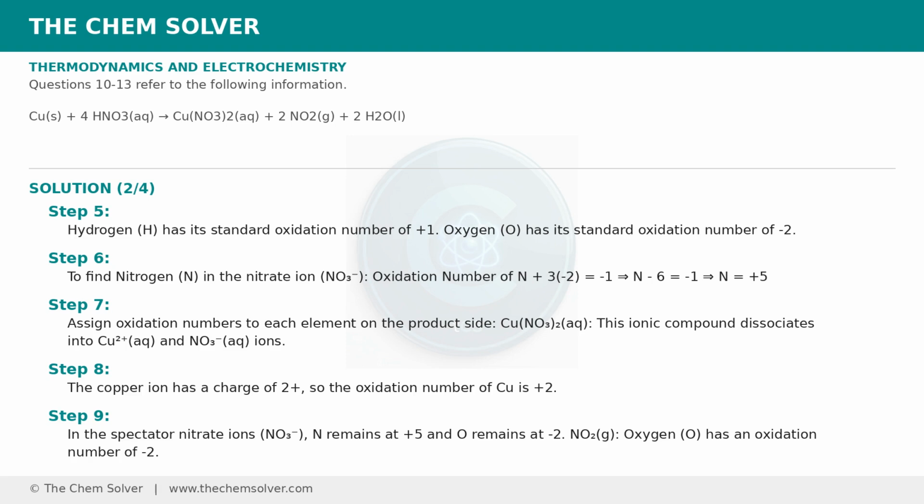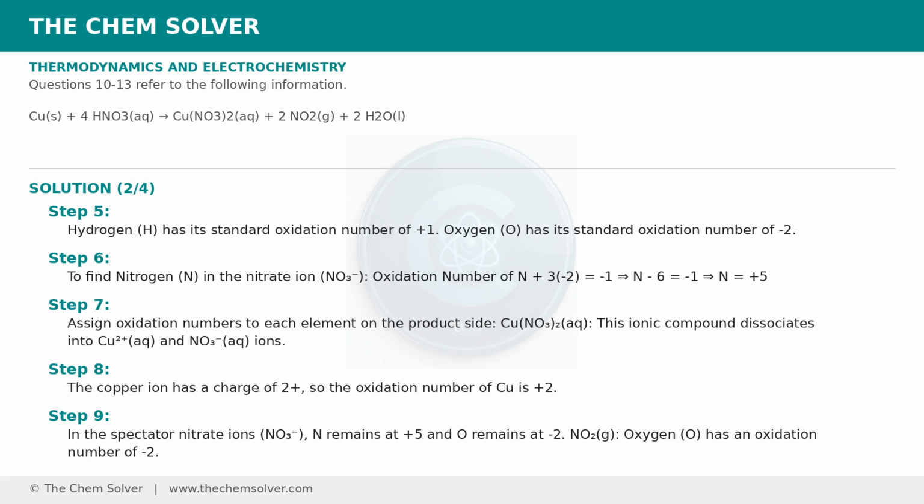Assign oxidation numbers to each element on the product side. Cu(NO3)2. This ionic compound dissociates into Cu2+ and NO3- ions. The copper ion has a charge of 2+, so the oxidation number of Cu is +2. In the spectator nitrate ions, NO3-, N remains at +5 and O remains at -2.